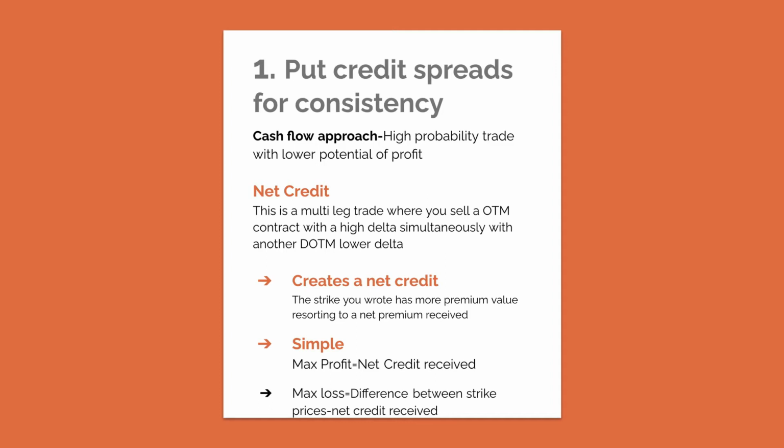Now, how do you realize max profit? Well, max profit is realized when the trade ends above your strike price at expiration. So essentially what you want to happen is you want the trade to stay above your short strike. You want both legs to expire worthless. In that case, you keep the net credit received.